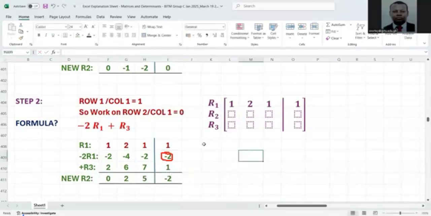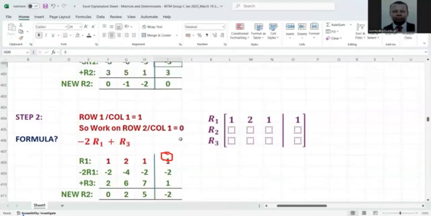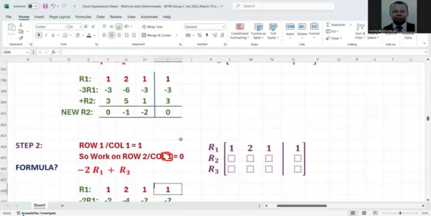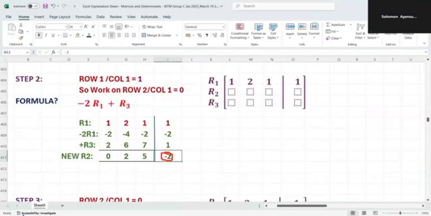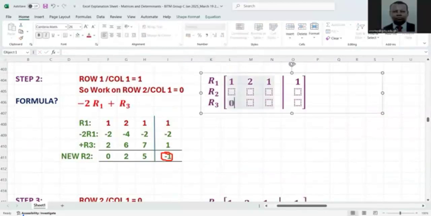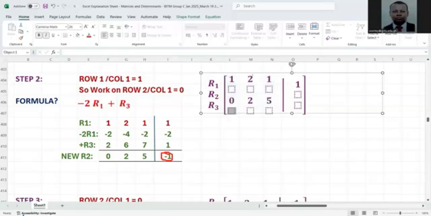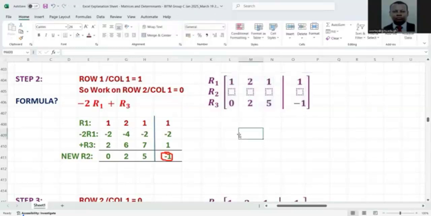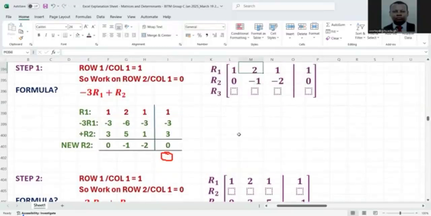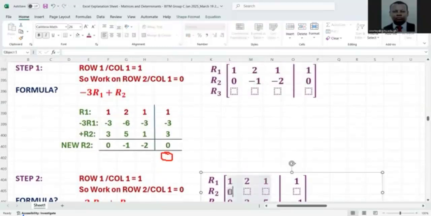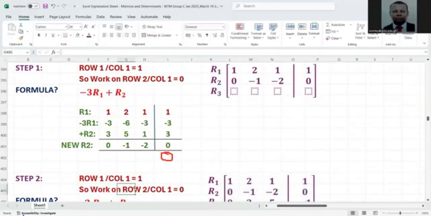Okay, so remember that now I know what my R3 is. It's -1. Okay. So now my new R3 is going to be 0, 2, 5, -1. And then remember what my R2 was. My R2 now is 0, -1, -2, and then the last one is 0. Okay. So this is what we have now.